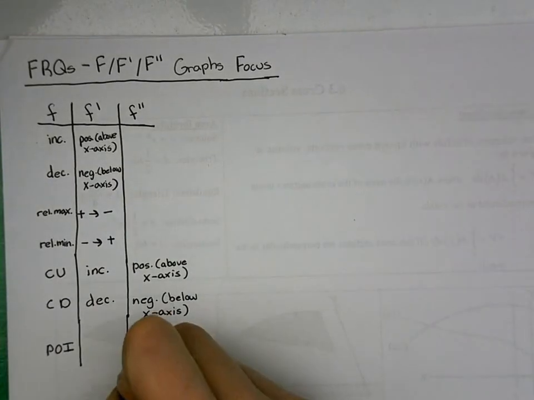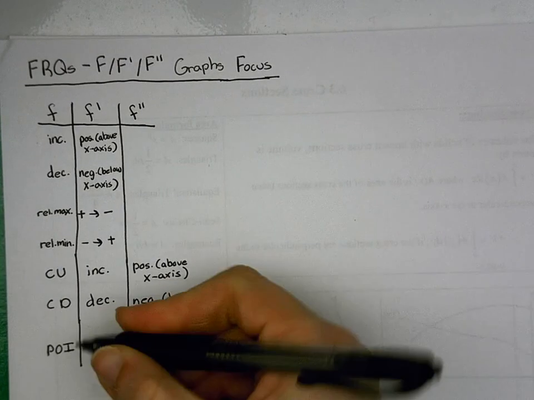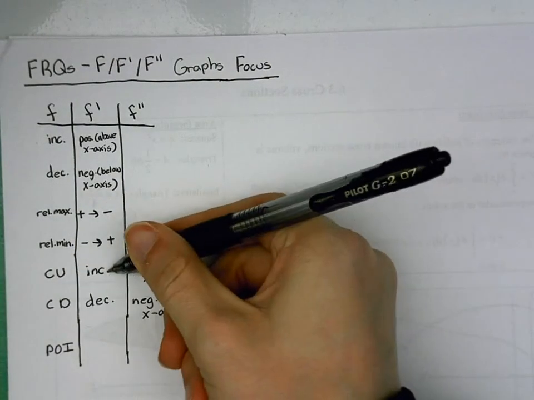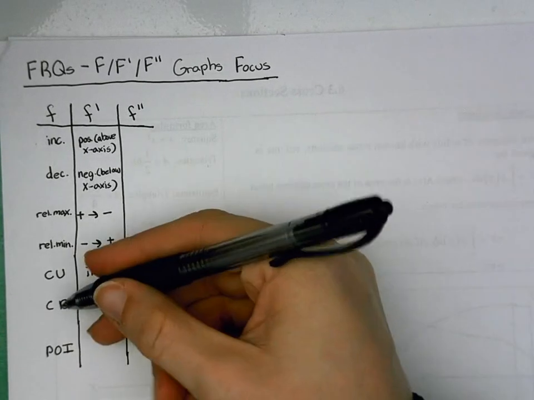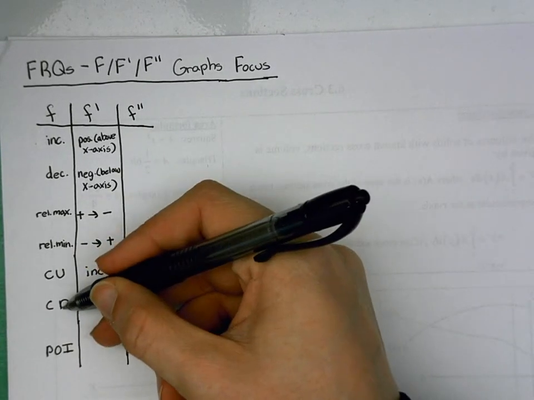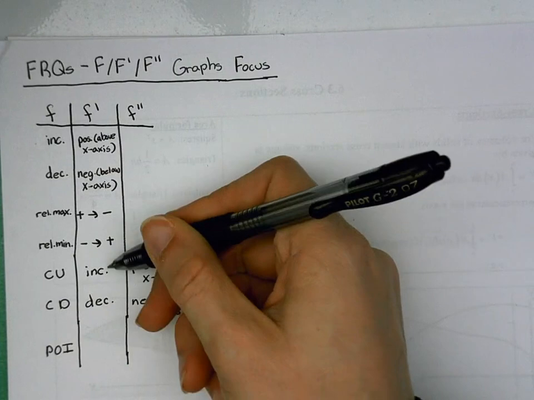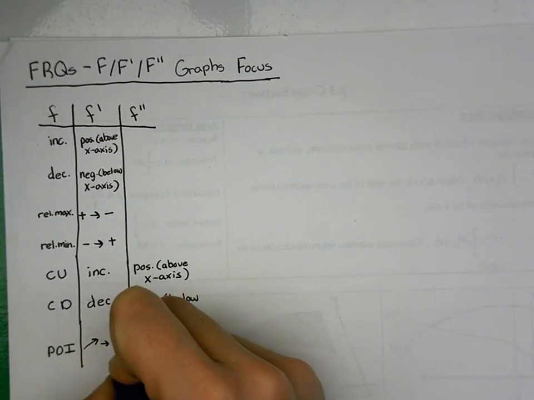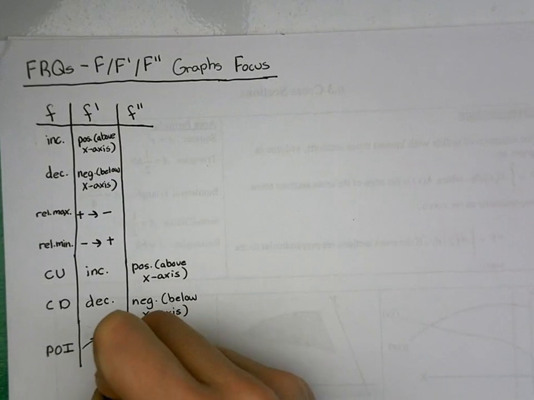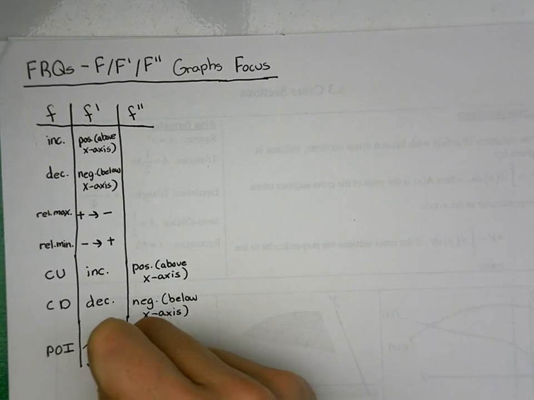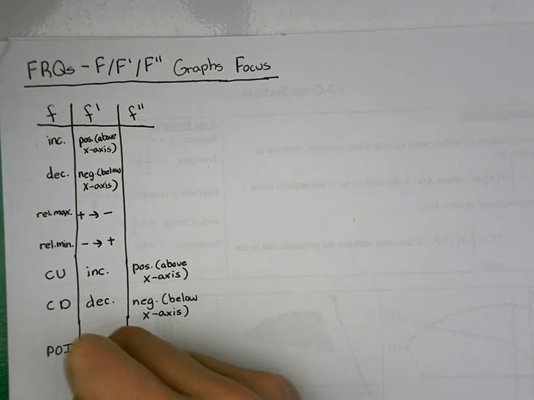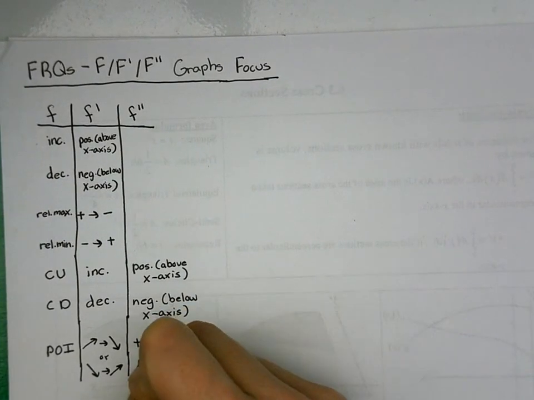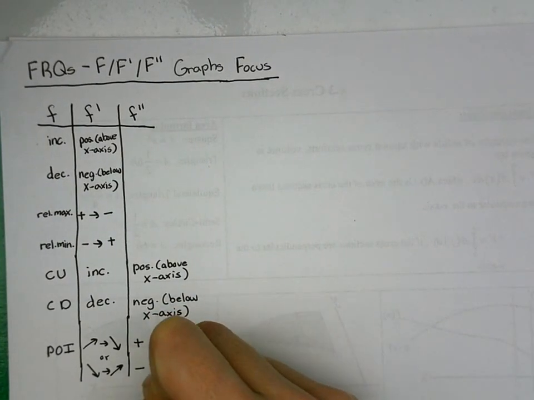Okay. Well, the point of inflection is where f changes from concave up to concave down, where f prime changes from increasing to decreasing. Or POI is also where f changes from concave down to concave up, so it's where f prime changes from decreasing to increasing. So we are looking at increasing to decreasing, or decreasing to increasing. For f double prime, it is where we change from positive to negative, or negative to positive.